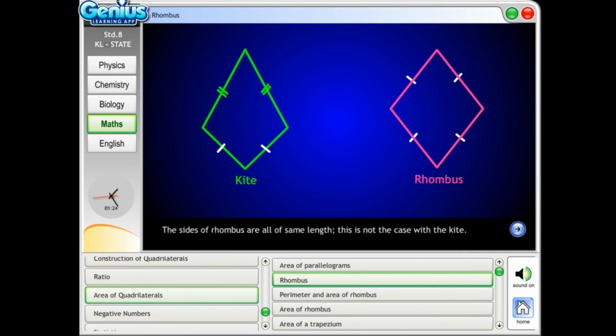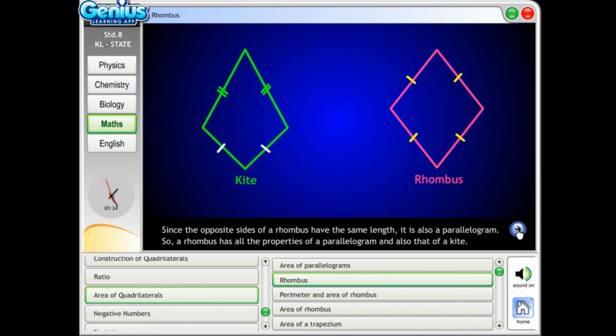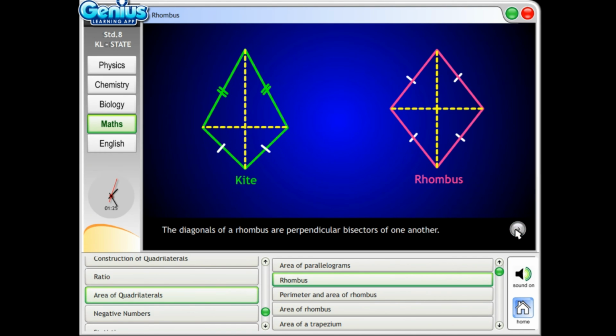Rhombus. The sides of a rhombus are all of the same length. This is not the case with the kite. A rhombus is a quadrilateral with sides of equal length. Since the opposite sides of a rhombus have the same length, it is also a parallelogram. So, the diagonals of a rhombus are perpendicular bisectors of one another.